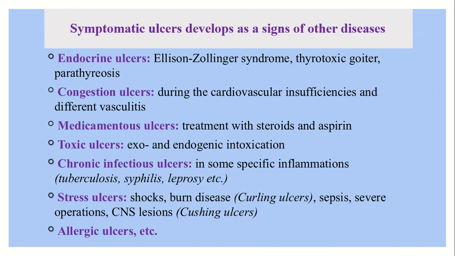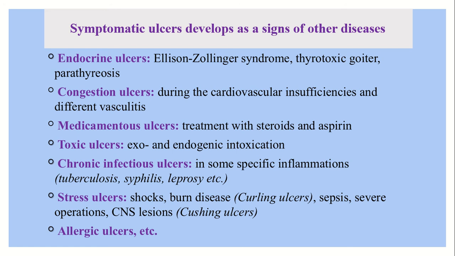Next, we'll discuss the ulcer disease, the peptic ulcer disease of the stomach. But there are also the symptomatic ulcers that develop as signs of other diseases. First, let us discuss the symptomatic ulcers, then we will continue with the peptic ulcer diseases. The endocrine ulcers develop during some endocrine diseases such as the Zollinger-Ellison syndrome, thyrotoxic goiter, and hyperparathyroidism.